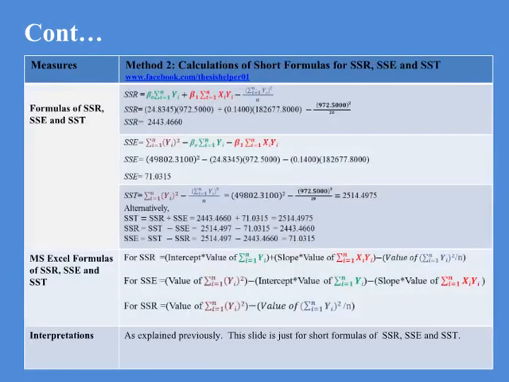Method 2. Calculations using short formulas for SSR, SSE and SST. If you know these short formulas for SSR, SSE and SST, you can save a lot of time completing the ANOVA table. MS Excel formulas for SSR, SSE and SST are also given to help get the same answer as computed by MS Excel. Interpretations were explained previously. This slide is just for the short formulas of SSR, SSE and SST.